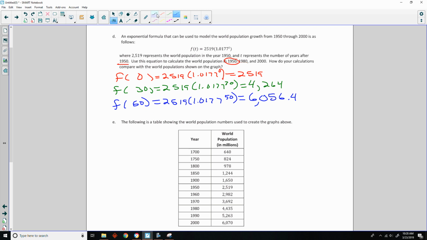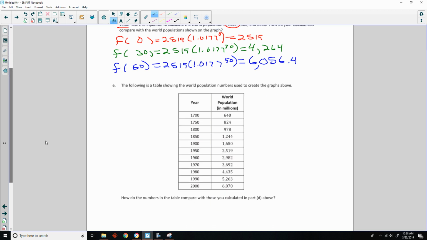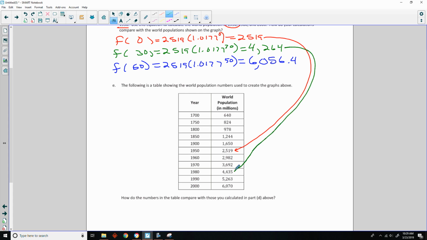Okay, so E says the following is a table showing the world population numbers used to create the graphs above. How do the numbers in the table compare to those you calculated in part D? So f of 0 is 1950, so if I bring this down, it is equal. F of 30 is 4,264, and we're at 4,435. So we're a little bit below, but fairly close. And then finally, f of 50 is 2000, we're at 6056, they're at 6070. So our calculation is a little bit less than the graph, but it's fairly close. It was exact at 1950, but then it was a little off as we went down the table.